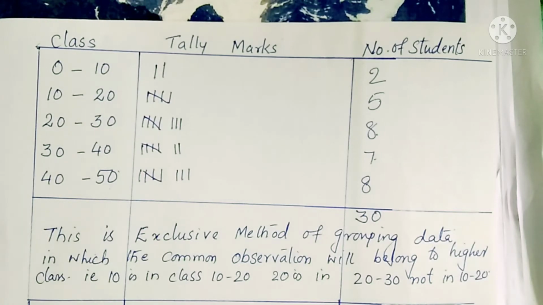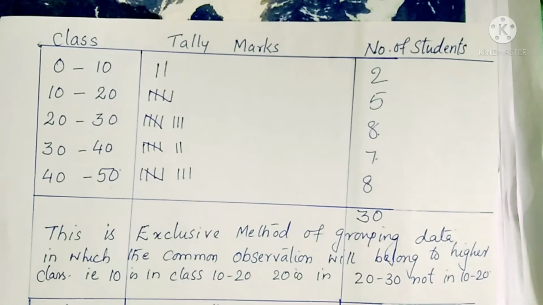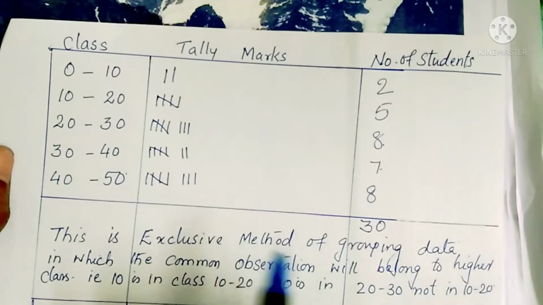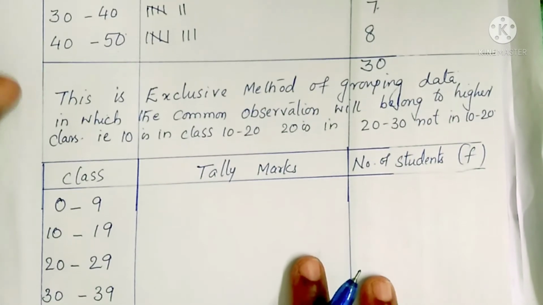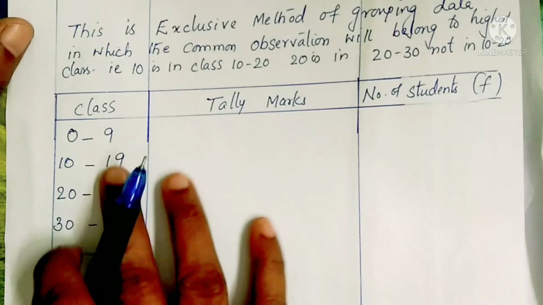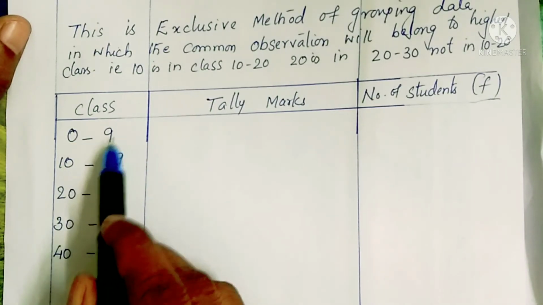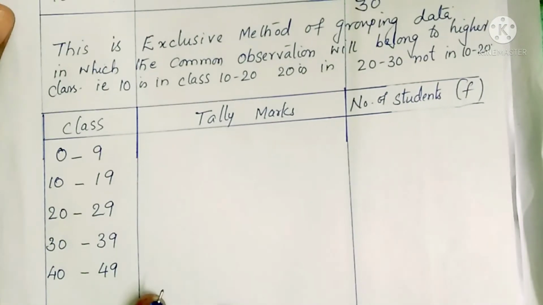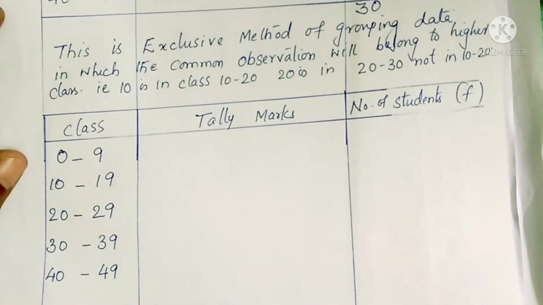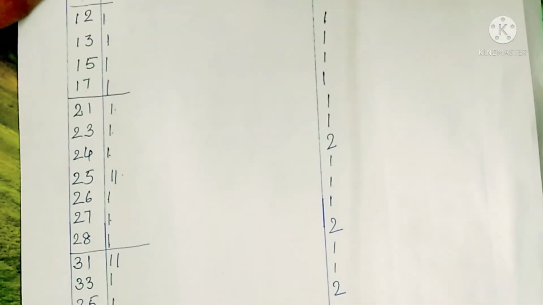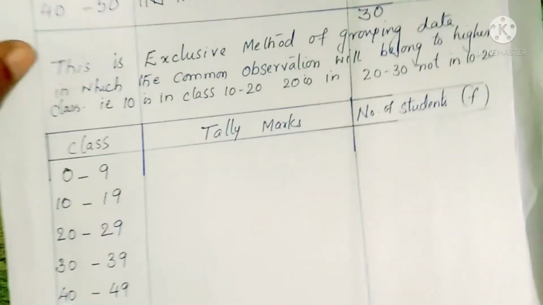In whatever way you are asked to make table, that way you have to make. That is, if the question says you make an exclusive method of grouping, you have to do this way, and if it is inclusive you can take the class this way, that is 0 to 9, 10 to 19. So we are not repeating the numbers. So when you take 0 to 9, what difference it will be there, let us see. So we will go back to the discrete table. You see here 0 to 9, again it is 2 only. So we will mark here 2.